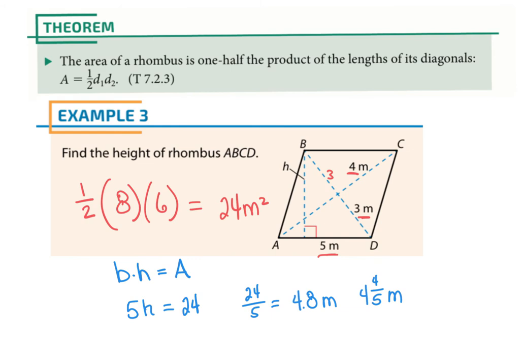So there are 2 ways to solve for a rhombus. You can use your 1/2 diagonal 1 times diagonal 2, or you can use your parallelogram, base times height. It just depends on what you have and what you don't have there.